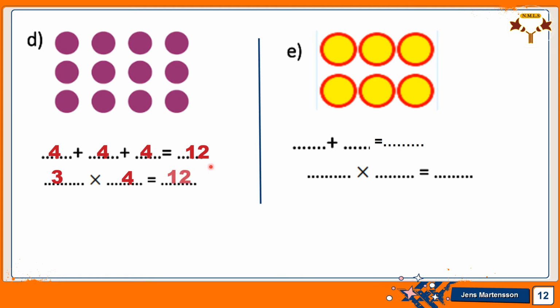Also 12. Number E, we have here 2 groups. 2 groups of what? Of 3. Yes, so now 3 plus 3 equal 6. Can you write it as a multiplication equation? Yes. So here we have how many groups? 2. And in each group, how many items? 3. Yes, so now 2 times 3 is 6.